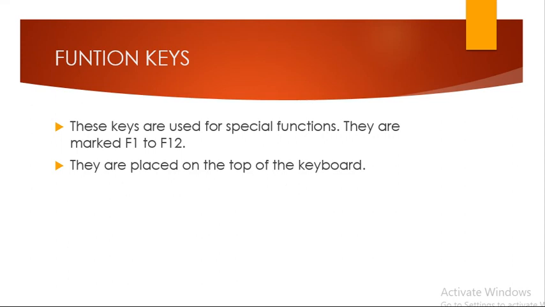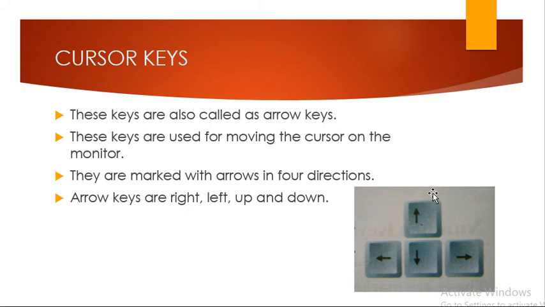Now next one is cursor keys. This is the picture of cursor keys. You can see four types of arrows are there. This is used for moving to the left hand side, this is for going to the upper area, this is for the right side, and this is for moving downward.